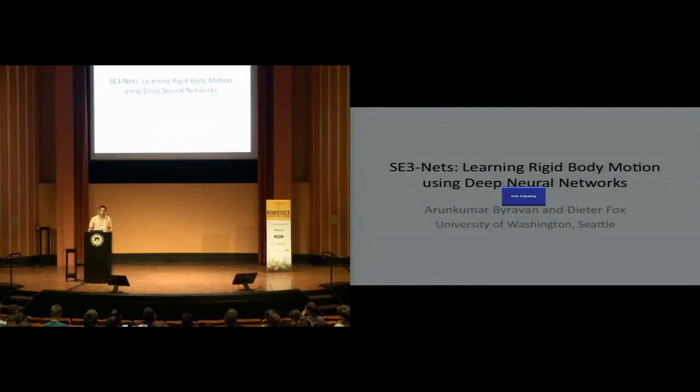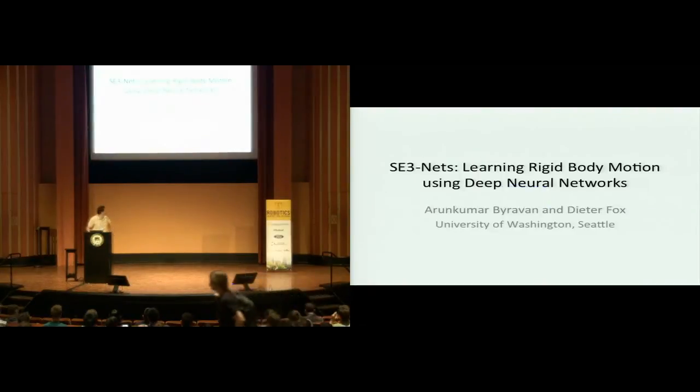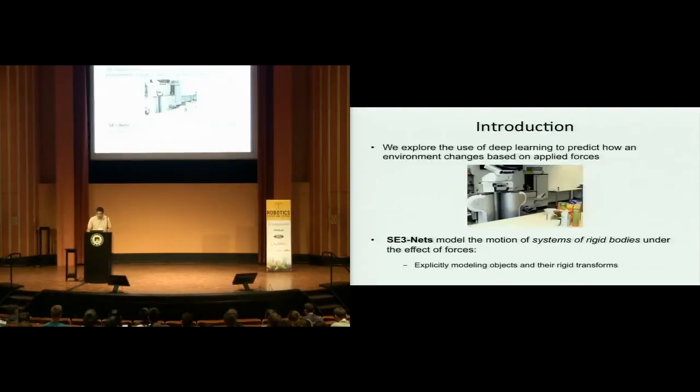So this is more about putting structure explicitly into deep nets. The problem that we're trying to tackle is to use deep learning for predicting changes to scenes when under the effect of forces. So for example, in this case, if the robot actually wants to move the objects around, it needs to be able to predict what's going to happen if it applies some forces on those objects. And that's what our network basically tries to capture. More specifically, we try to capture the motion of rigid bodies under the action of forces.